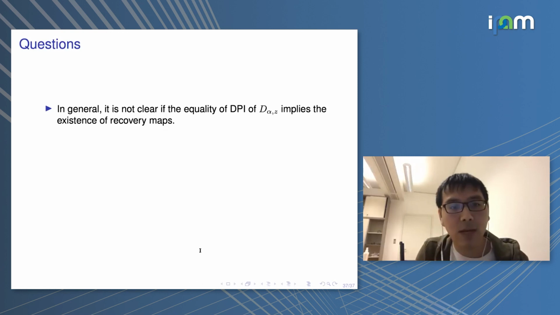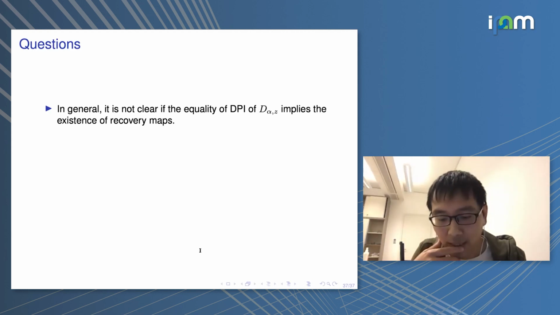In general, we have some partial results on the equality conditions of the DPI of D alpha z. For some of them, we can show that the equality will imply the existence of recovery maps. But in general, for general alpha z such that DPI holds, I think this is still largely open.